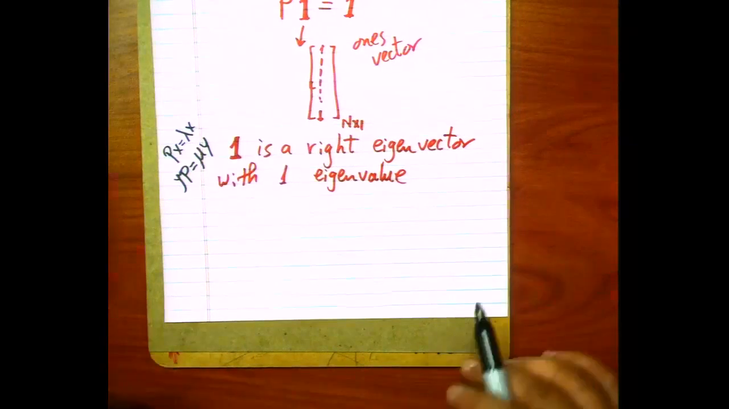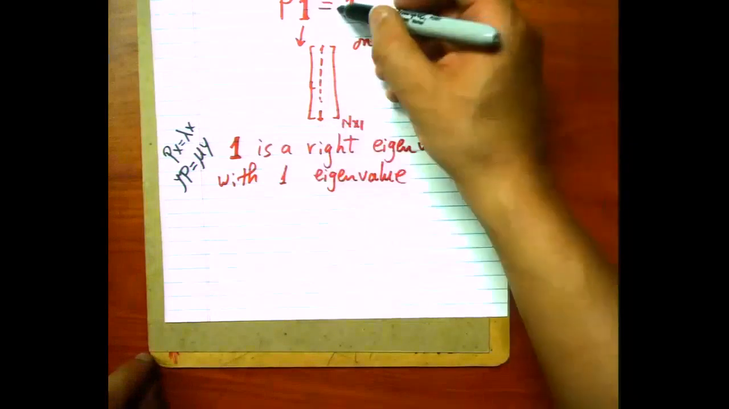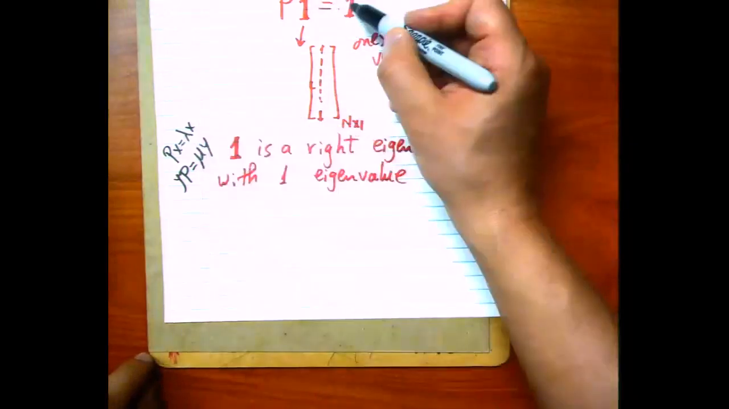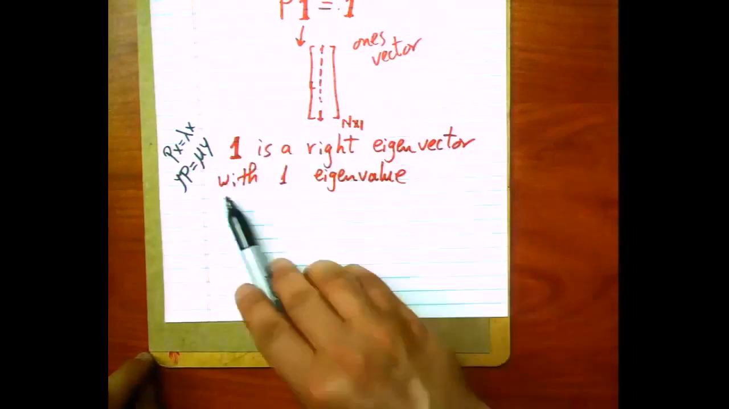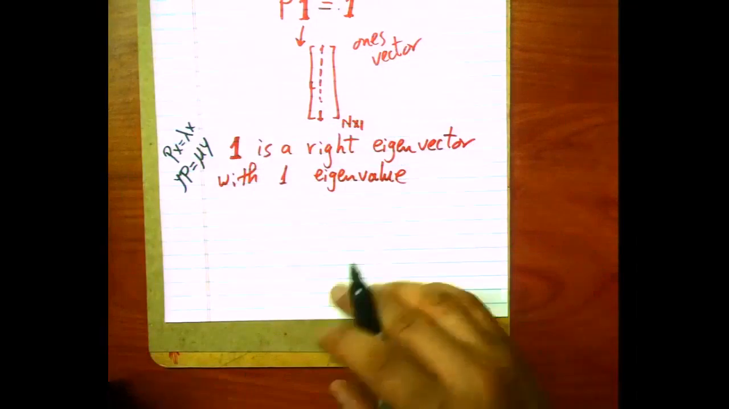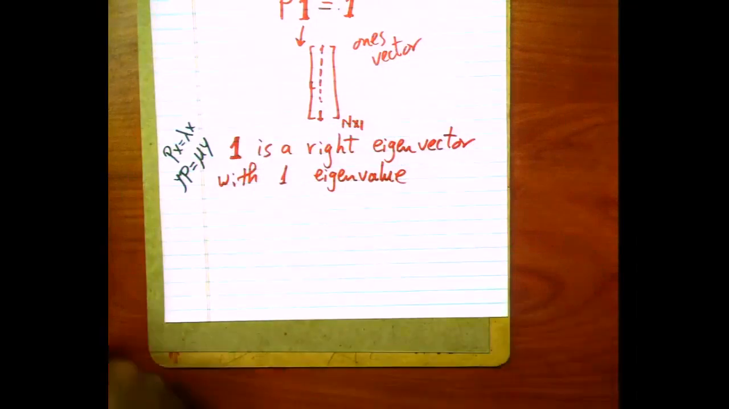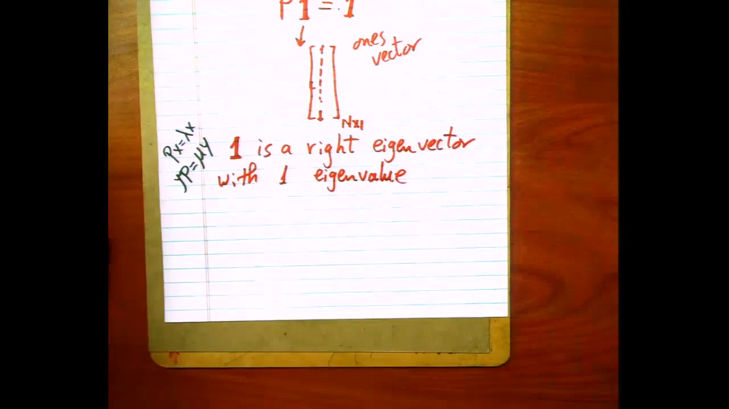Okay, so 1 here is an eigenvector. So lambda here is equal to 1. 1 times 1 is still the ones vector. The ones vector is a right eigenvector with eigenvalue equal to 1. Okay, clear? Just a note, because this will turn out to be important when we prove existence of the stationary distribution. Any questions so far?